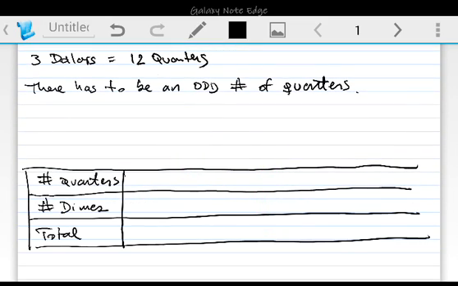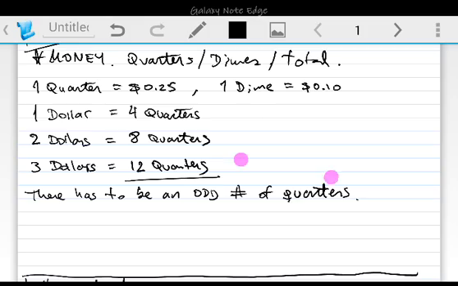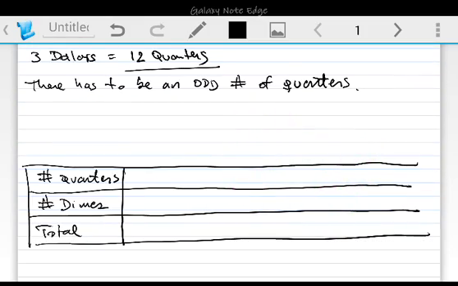So we know that 12 quarters are $3. But how do we get to $3.45? Well, we would have to start out with 13 quarters. That will be $3.25 plus 2 dimes, which is 20 cents. We arrive at $3.45. So that would be like the first combination. And that would be the absolute maximum number of quarters that we can have.